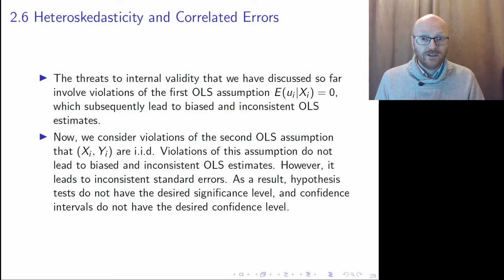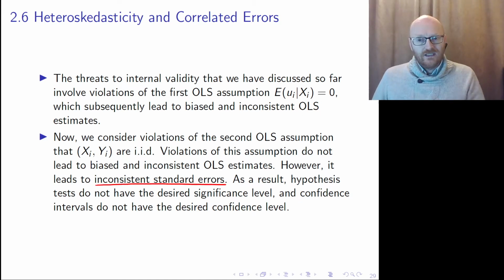But now we are going to look at violations of the second OLS assumption, which is that the observations of x and y are independently and identically distributed. Violations of this assumption do not lead to biased and inconsistent OLS estimates. However, it is a problem for the standard errors. So it does lead to inconsistent standard errors.